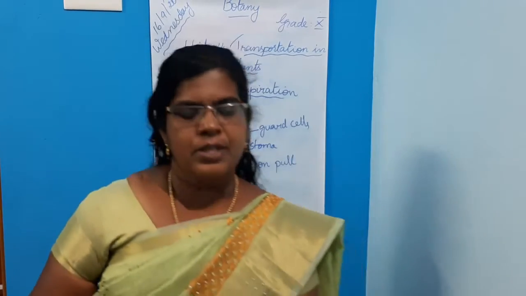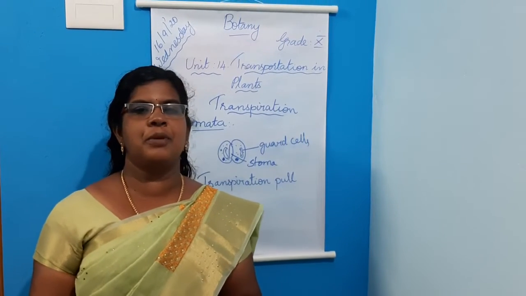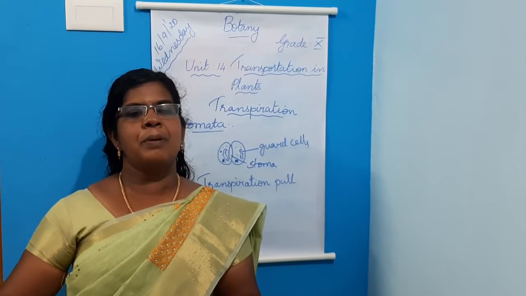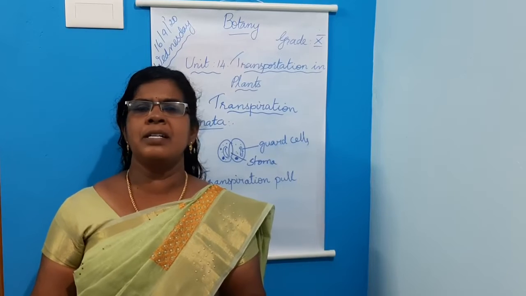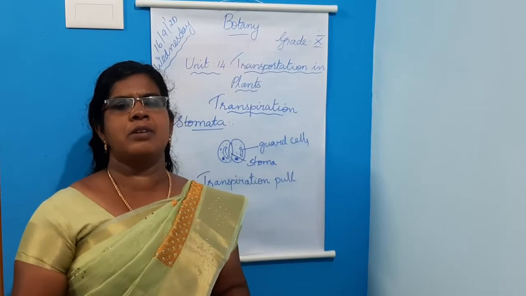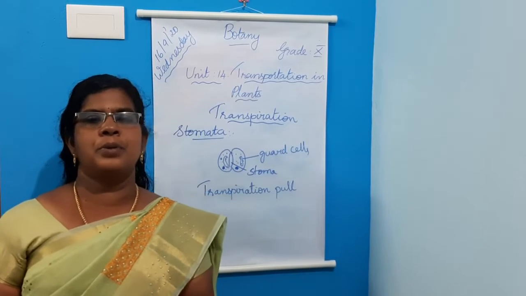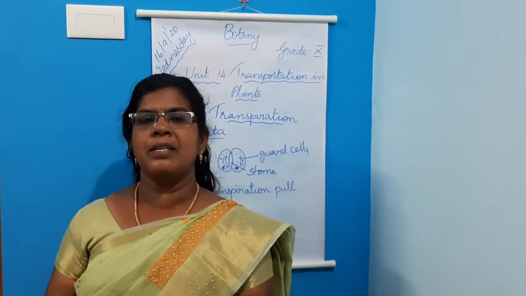Okay, now uptake of minerals. Plants depend on minerals from soil for their nutritional requirements. Soil water contains nutrients, so plants depend on soil water for their nutritional requirements. All the nutrients cannot be absorbed by the plants by passive transport.